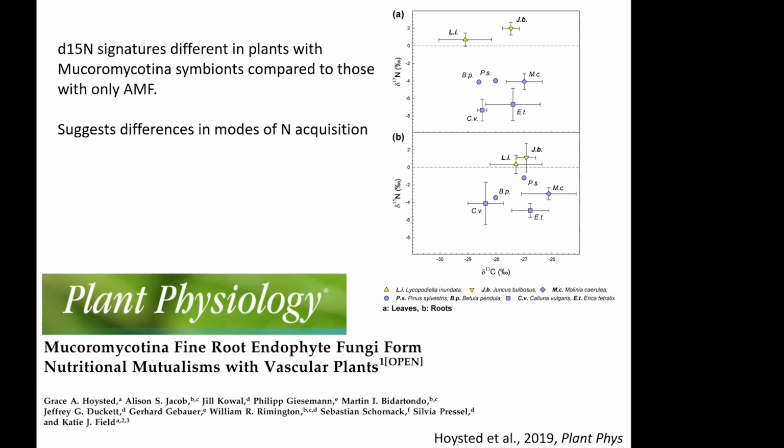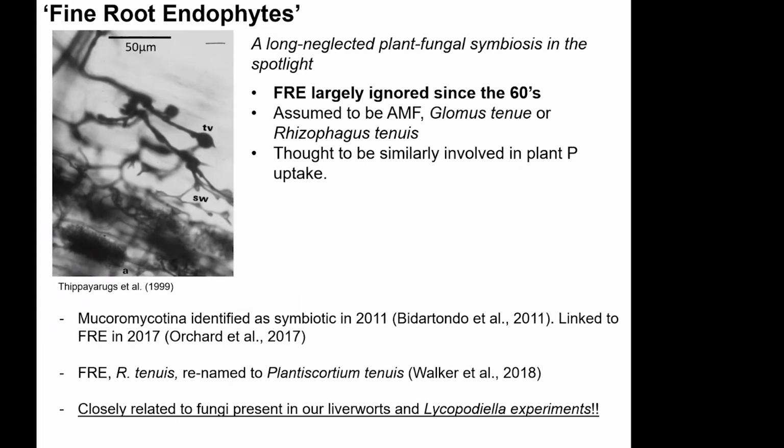And essentially, we're looking at the discrimination on the nitrogen axis here. And you can see these plants separate from Glomeromycotina colonized plants, suggesting that they're getting their nitrogen from a different source than those other plants. Okay, and we're thinking that it's coming through the fungus, and so it's accumulating that heavy isotope in the tissue. So we have this really exciting new symbiosis that we don't really know very much about. We're getting there, but we don't really know much about it.